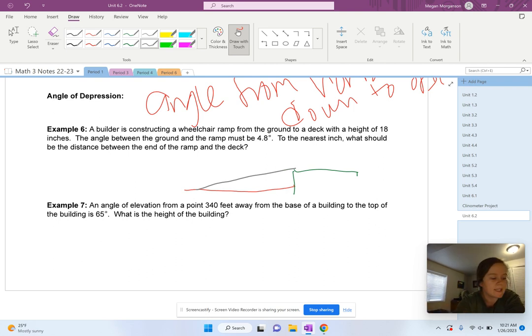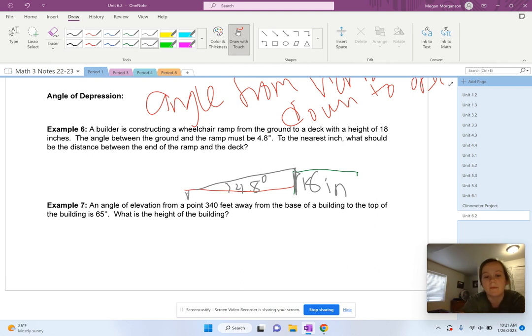We know that the deck is 18 inches. So that means this height right here is 18 inches. The angle between the ground and the ramp has to be 4.8 degrees because she can't go up anything steeper than that with her little arms. 4.8 degrees. To the nearest inch, what should the distance between the end of the ramp and the deck be?